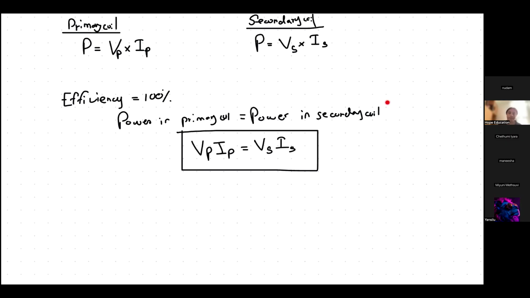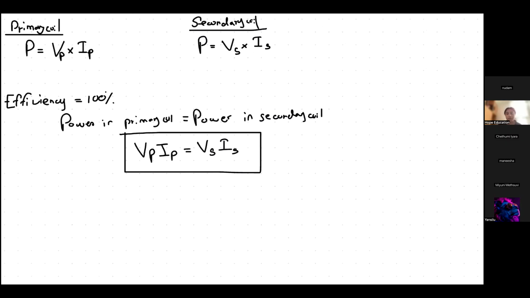What is Ip? What do you think is Ip? What is I? Quickly tell. Alamai, what is I? Current, yes. So Ip is current in primary coil and Is is current in secondary coil.